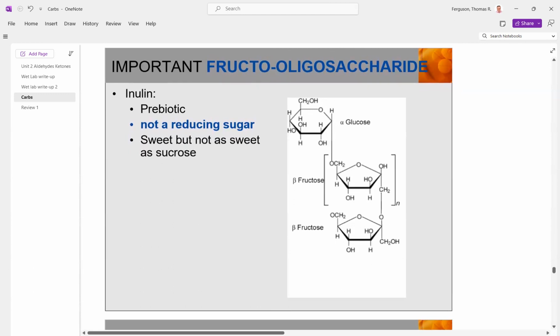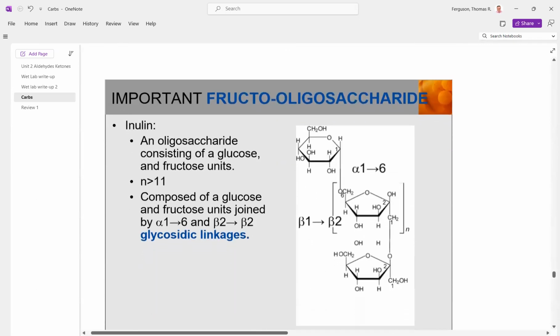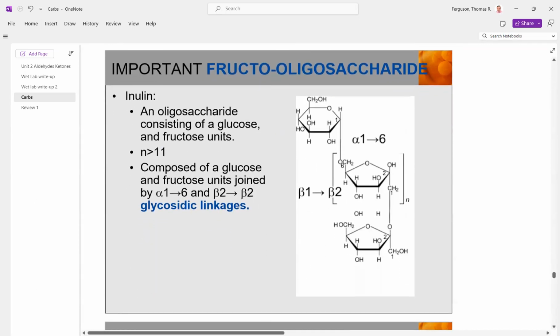Now, there's another one that is frequently seen as a filler, and it's called inulin. Inulin is made up, instead of having sucrose at the bottom, mostly of fructose and then glucose at the top. So you're going to have anywhere from, as long as it's over 11 or more.